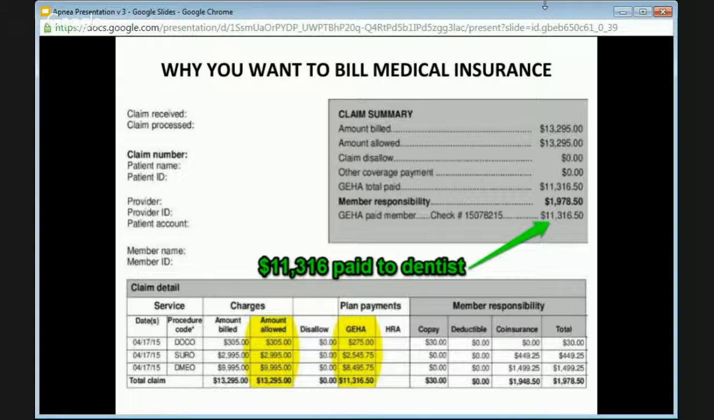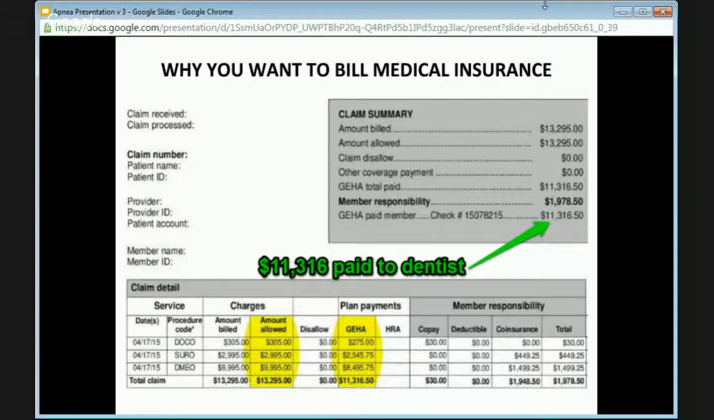Now, I know it says on here, member responsibility, just above that green arrow, $1,978.50. The dentist who treated this patient said, hey, look, $11,316.50. That's enough. We've made enough off of this. That's fine. We've covered our expenses and made profit. We're going to write off the rest. And being out of network, the flexibility is tremendous in your medical billing.